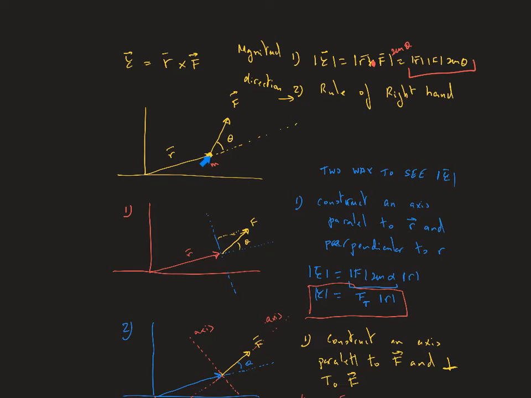This is the point M. I apply this force F, and this is the vector R. So I want to do R cross F. R cross F, the magnitude. How can I visualize this vector?